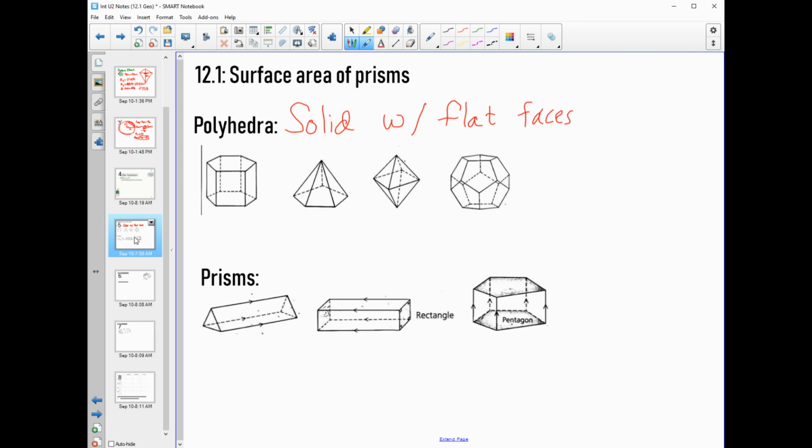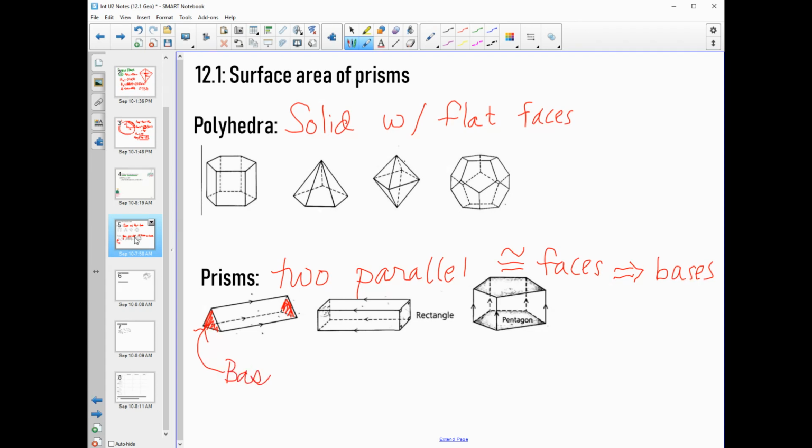So what we have here are prisms. Prisms have two parallel and congruent faces, which we call their bases. Now, sometimes the base is the top and the bottom, and sometimes it doesn't sit on the base. So for this triangle, for example, this is a base and this is a base because they are congruent and parallel, but it's not sitting on the base. We still consider this to be the base.